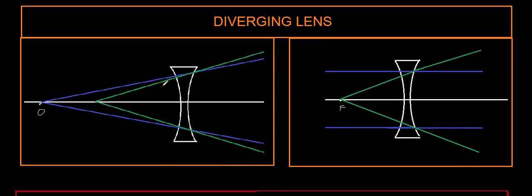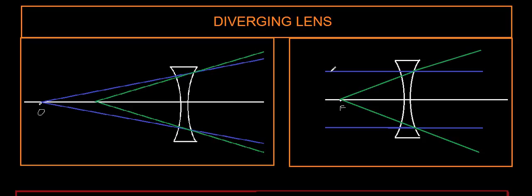Here, the object is kept here. This is O. Blue color lines represent the incident rays. These are the actual path of the incident rays. When these rays enter into this concave lens, their paths tend to diverge. Their paths tend to move a little bit away from the principal axis. So this is called diverging.